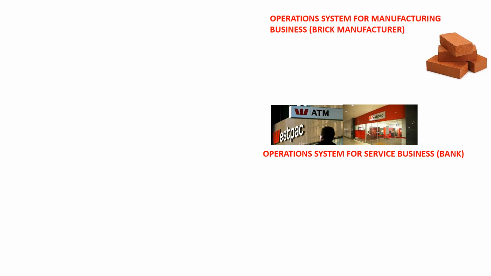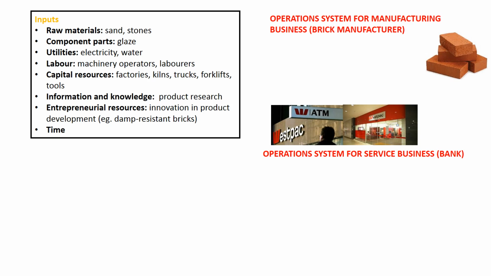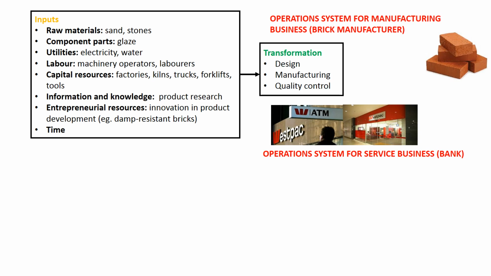The inputs for the operations system of a brick manufacturer include raw materials such as the sand and stones that are used to make the bricks, and capital resources such as factories, kilns, trucks, forklifts, and tools. There are many other inputs into the manufacture of bricks, and I'll leave these for you to read by yourselves. At the transformation stage, these inputs are converted into bricks through the use of designs for the bricks, manufacturing processes, and quality control. The outputs of this operation system are the bricks that are then sold to builders.